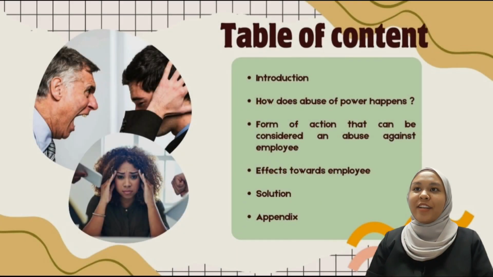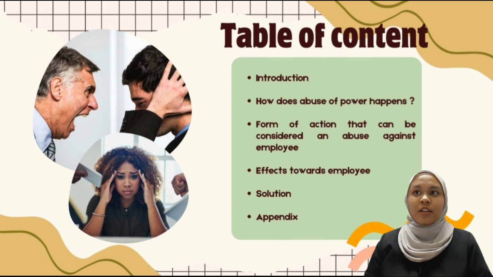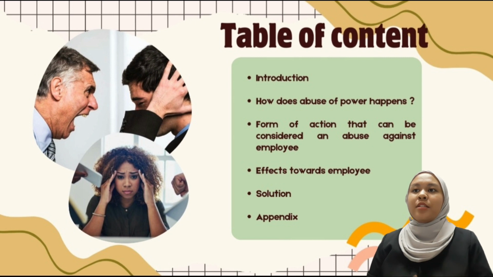Next, I'll be explaining the table of content. So firstly, I will tell you about the introduction of my title. And next, how does abuse of power happen? Thirdly, forms of action that can be considered as an abuse against employees. Next, effects towards the employee. And lastly will be the solution.